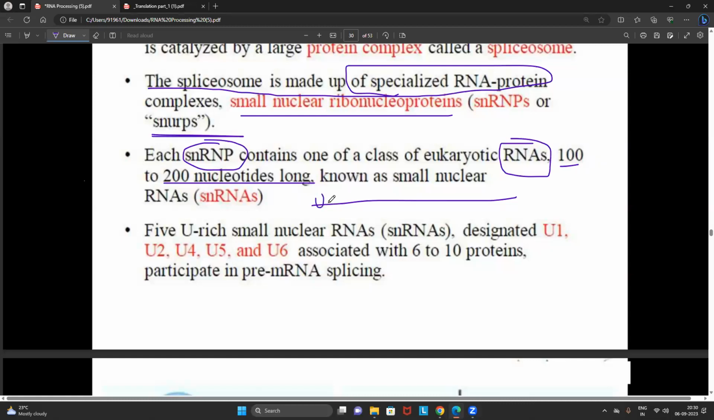So this is called U1. U1 means many uracils are present. U2, again uracils are present. There is no U3, because in this particular area there is no uracil. Then followed by U4, then U5, then U6. Like this, there are many uracil-rich regions present.